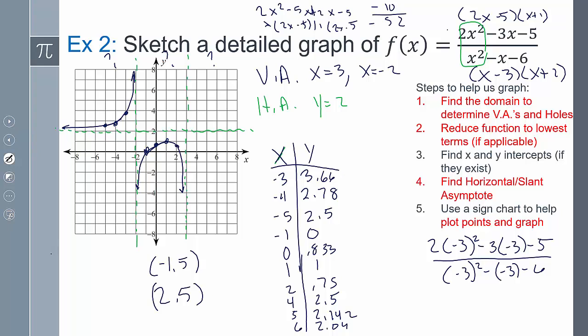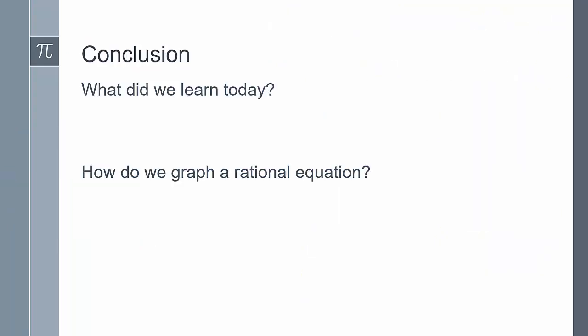And then sketching the other ones, if we plugged in 4, we got 2.5. And 5, we got 2.1. And then really, really close. And they hug the asymptotes. And there's our graph.